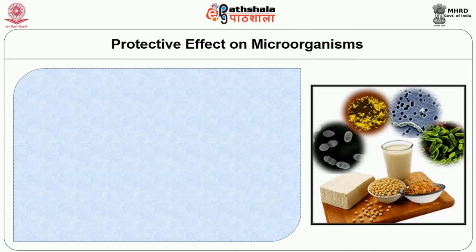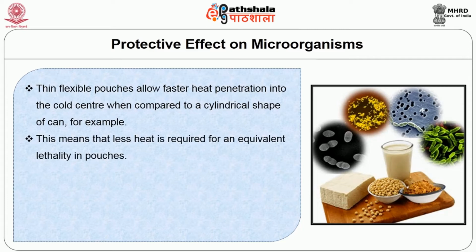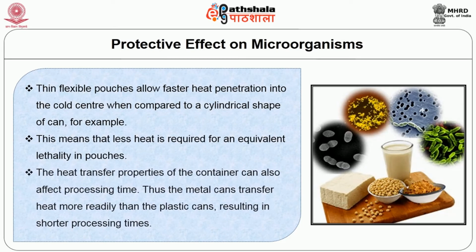heat. Thin flexible pouches allow faster heat penetration into the cold center when compared to the cylindrical shape of a can. For example, this means that less heat is required for equivalent lethality in pouches. The heat transfer properties of the container can also affect the processing time. Thus, metal cans transfer heat more readily than plastic cans, resulting in shorter processing times.